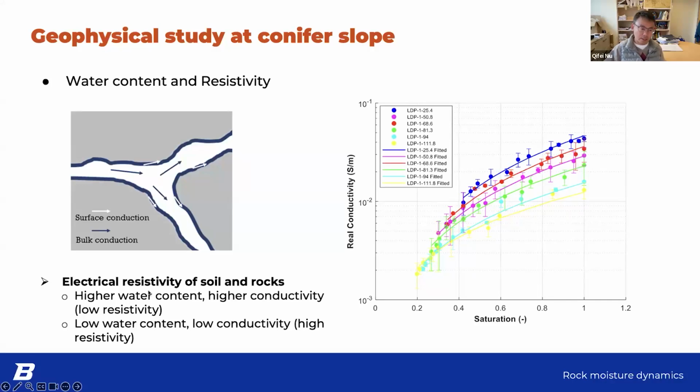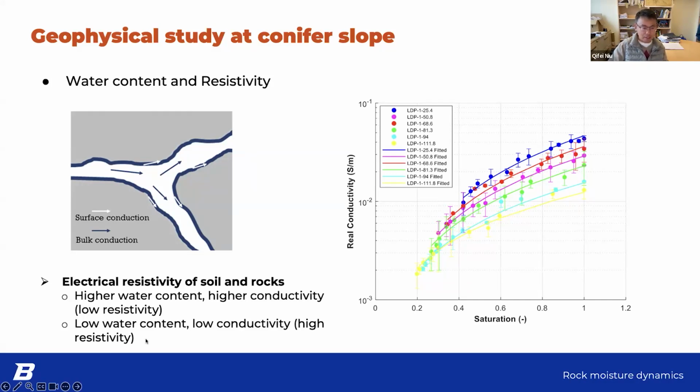Conductivity is the inverse of resistivity. In the field we usually use resistivity, but in the lab we tend to use electrical conductivity. You can just think of it as one over the other. When the water content goes low, you have a very low conductivity, which means your resistivity will be very high. When you have a high saturation, the conductivity will be high but your resistivity will be low. So in general, with high water content you have low resistivity, and with low water content you have high resistivity.